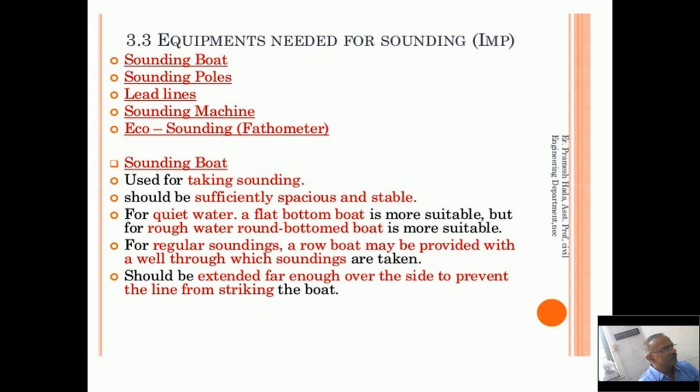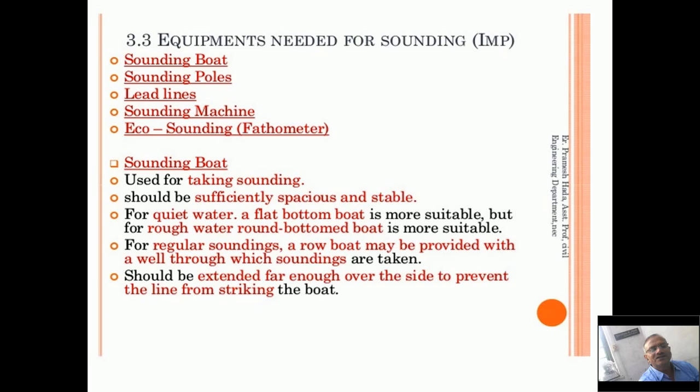Generally for regular sounding, a rowboat may be provided. For quiet water, for still water, you may go for the flat bottom boat, but for rough water, a round bottom boat is more suitable. When you are using the boat, it should be sufficiently spacious, that is roomy and stable. For regular soundings, a rowboat may be provided with a well through which the soundings are taken.